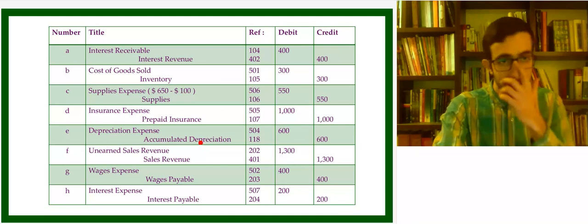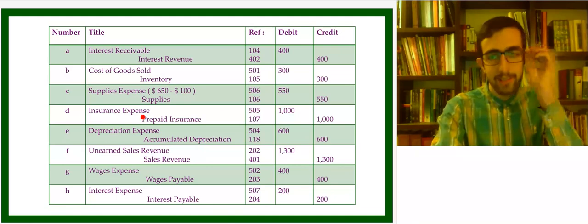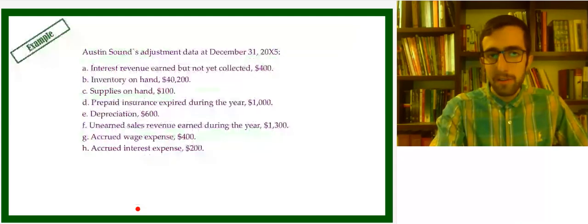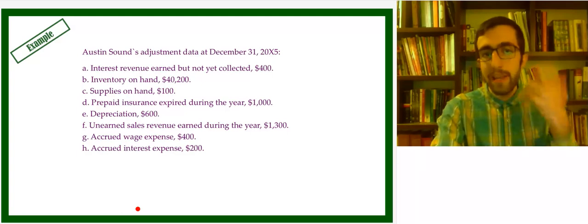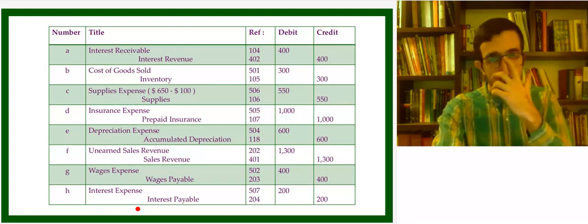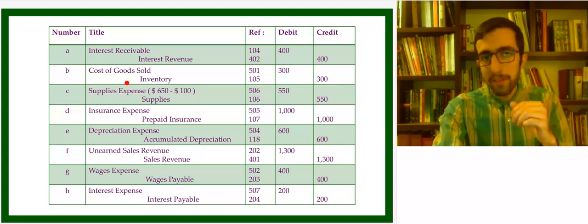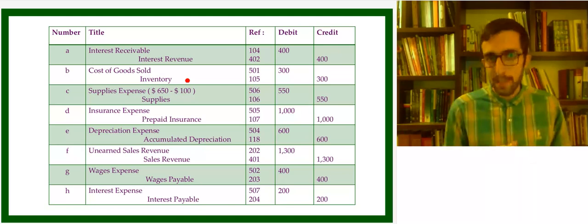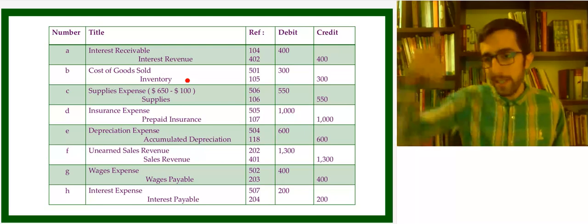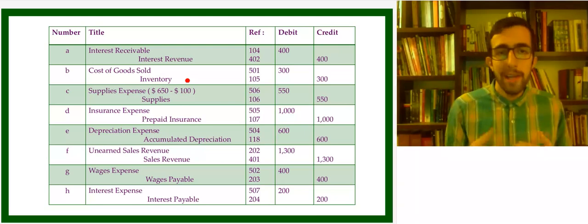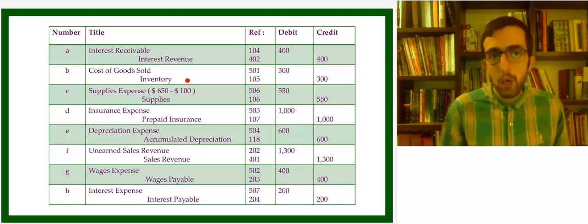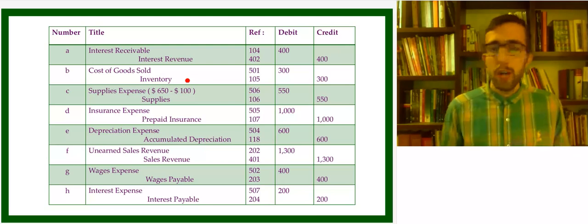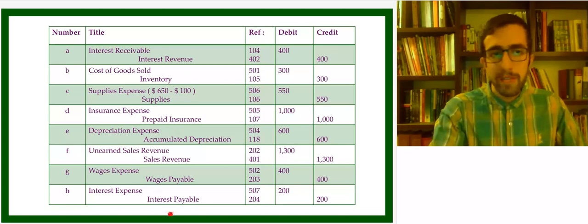The next adjustment is inventory on hand, $40,200. I told you about this adjusting entry exactly in this chapter. I told you if the inventory at the end of the period decreases, we should put cost of goods sold on the debit side and inventory on the credit side. Why? Because inventory is one of the assets, so if you credit it, it means that it decreased. So here at the end of the period, the inventory count decreased. So we put inventory on the credit side, $300, and cost of goods sold, $300, on the debit side.